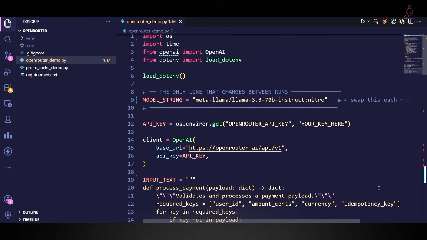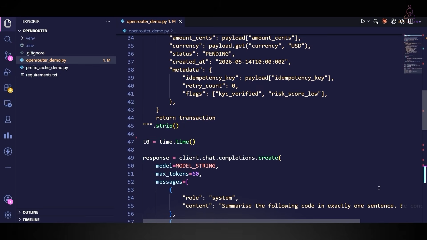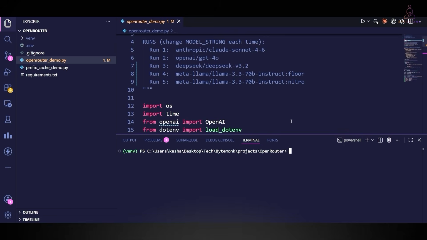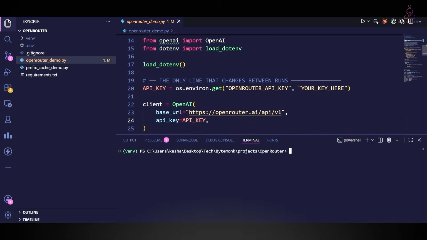Now the script. It's about 50 lines. All it does is take a chunk of Python code and ask an LLM to summarize it in one sentence. And here's the part I want you to notice. It uses the standard OpenAI client library. The one thing we changed here is the base URL. Instead of pointing at OpenAI, it points at OpenRouter. That is the one change. Everything else is the code you have already written 100 times.